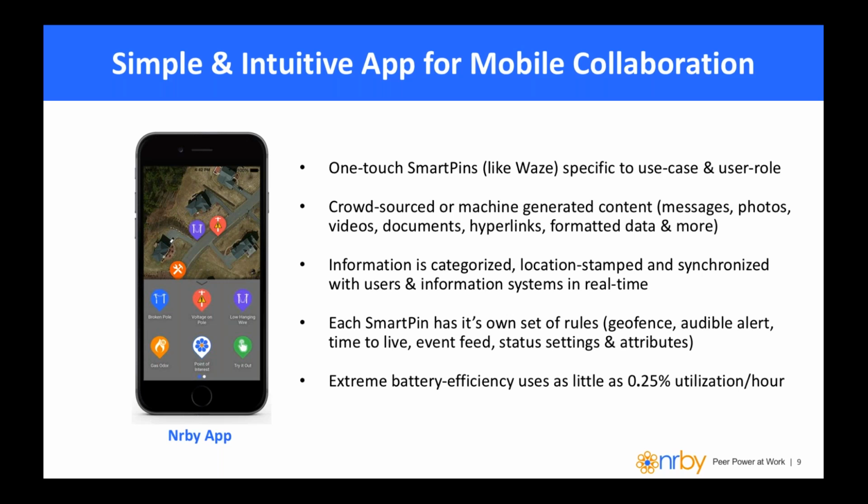They're all easy to access, easy to use, and the idea is to make it easy for the user to use whatever medium they want to communicate anything they might want to share about the nature of the threat. All this information becomes categorized, location stamped, and synchronized with users and information systems. Each smart pin has its own set of rules that can be defined by the customer's authority in putting this application on the ground, working with NERBI to make it tailored for their needs.